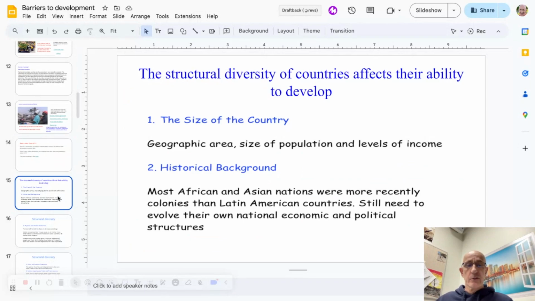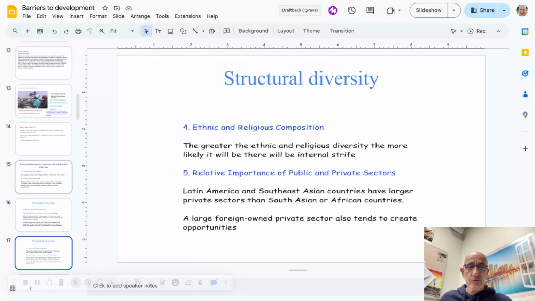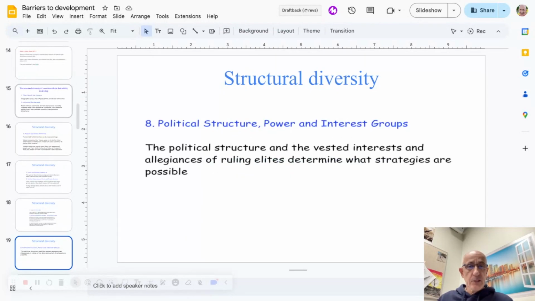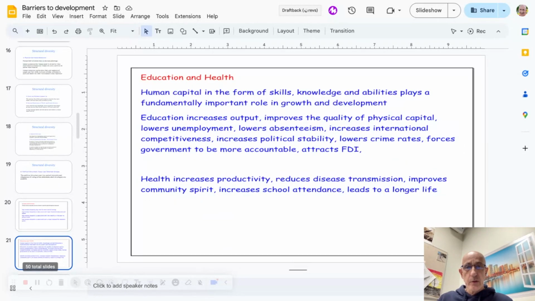There's a whole range of smaller things about the structural diversity of the countries: the size, its historical background, its access to resources, the composition of its workforce in terms of the split between public and private sectors, and political structure, interest groups, corruption we'll come on to in a moment, income distribution in general. So there's a load of factors that you should really explore in relation to that.